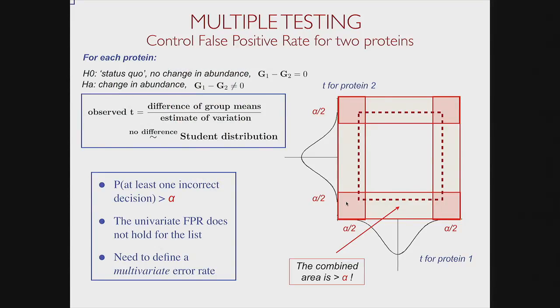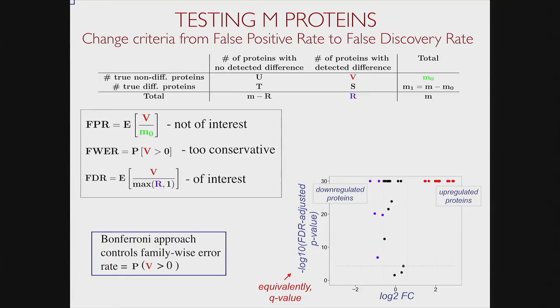So we want to have a very high probability of making no mistakes. That's too much to ask from the very high throughput experiments that we have. In fact, we're maybe okay with having a few mistakes, as long as we can control the proportion of mistakes that we make in the entire list of differentially abundant proteins. And so this is what happens. The probability of making at least one mistake is what is controlled by the Bonferroni approach.